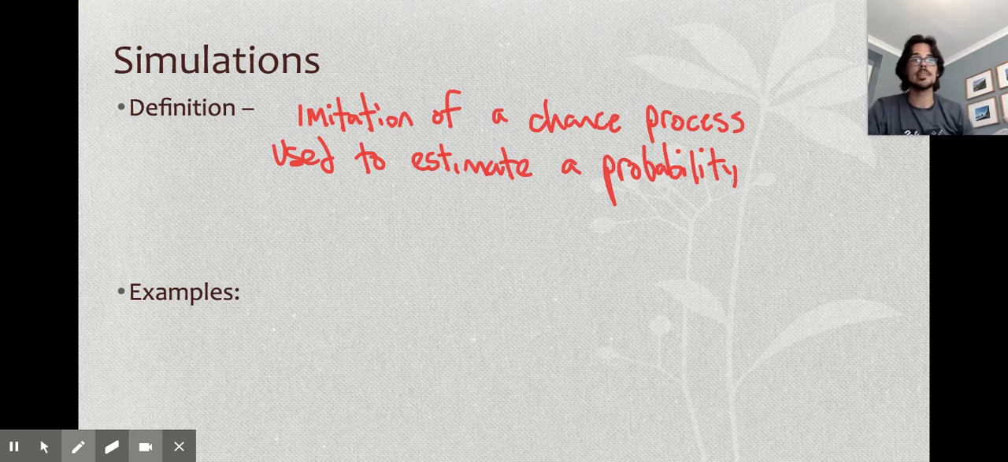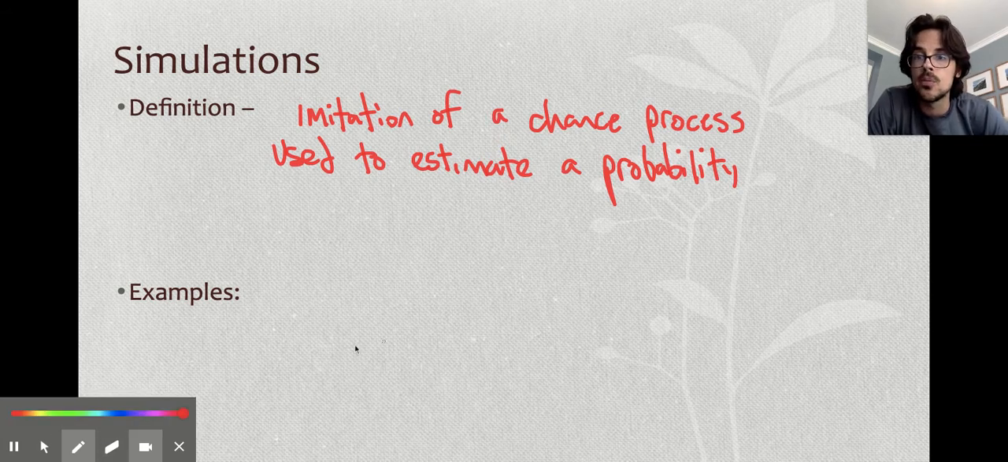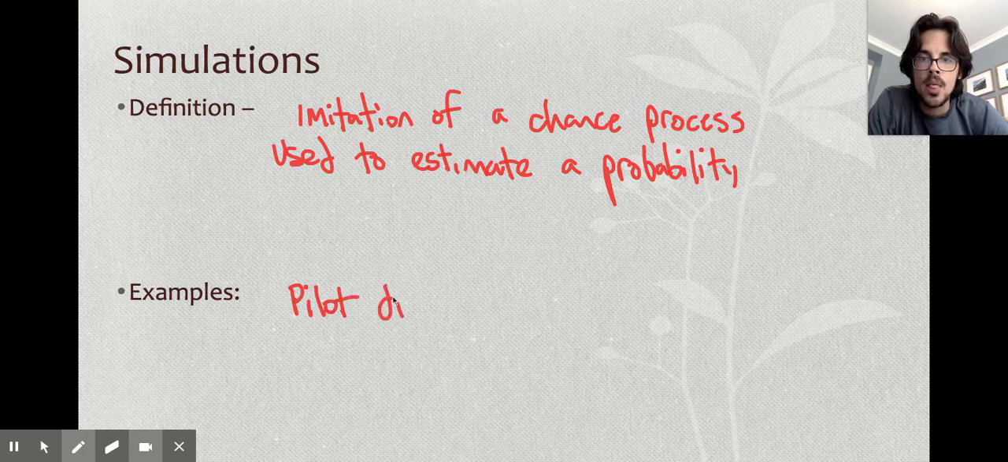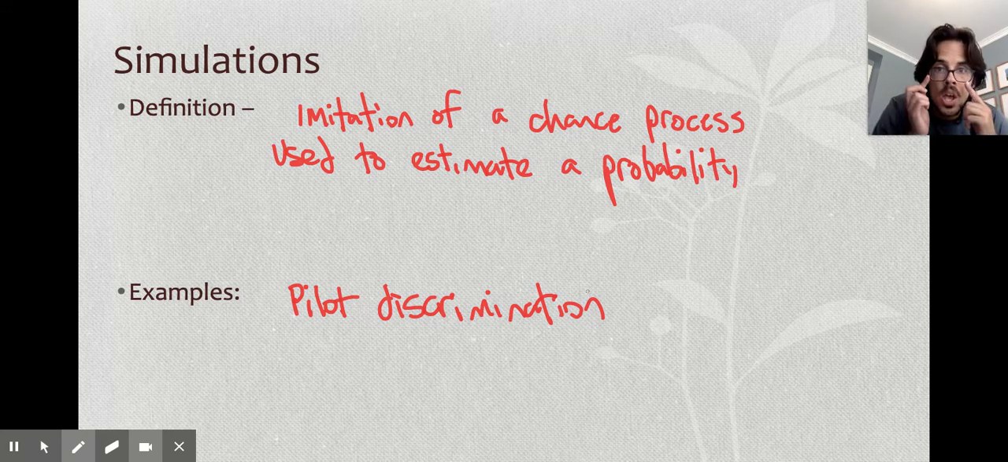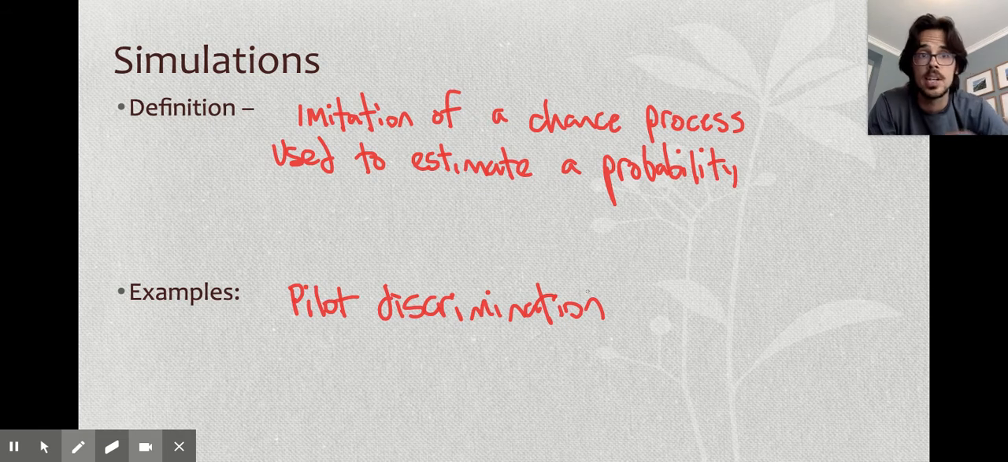We've done several examples of simulations already in this class, and we'll do a lot more before the end of the year. On the very first day of school, we did that pilot discrimination example. That was an example of a simulation. I didn't bring 15 pilots into our classroom and start picking them. I used a little bag with colored cubes in it, and we estimated probability that way. So you can use some other sort of object to represent your situation where it's easier to handle. You can also use a computer or technology.